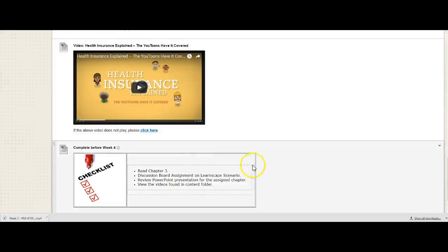And last but not least is our weekly checklist. Be sure to complete everything on this checklist before going on to the following week. If you have any questions, do not hesitate to email me.